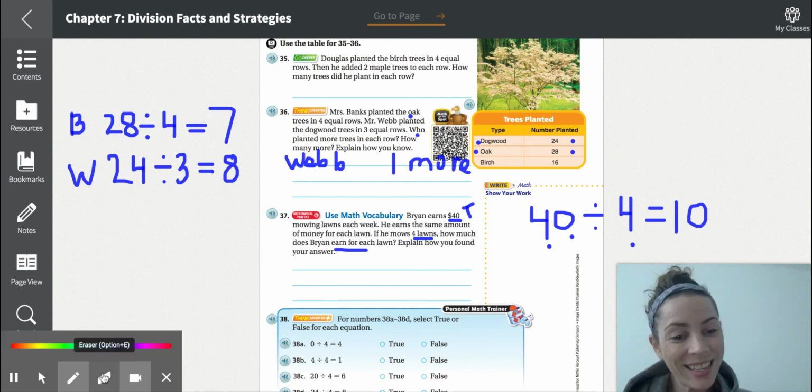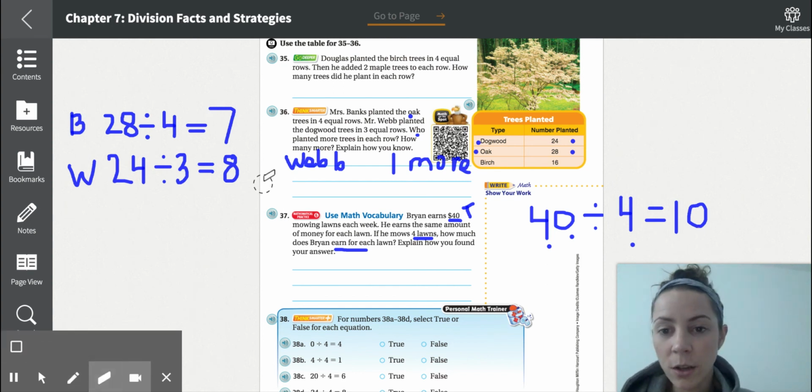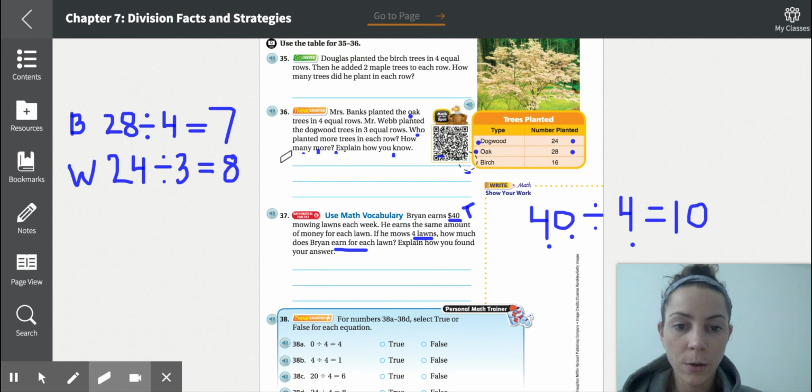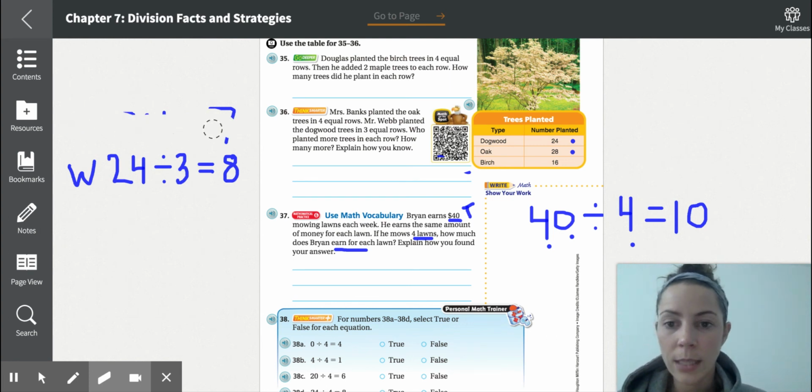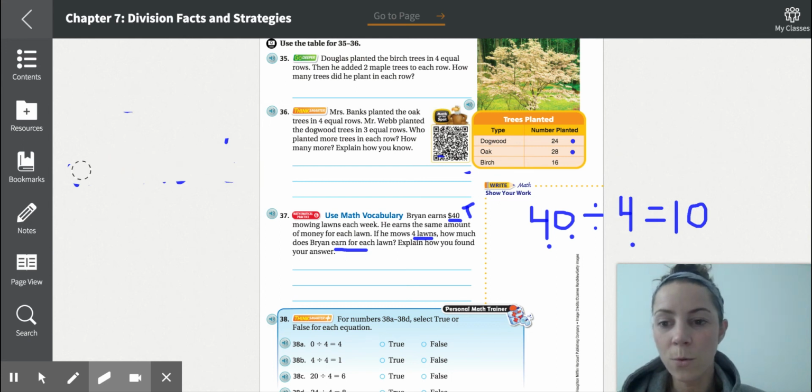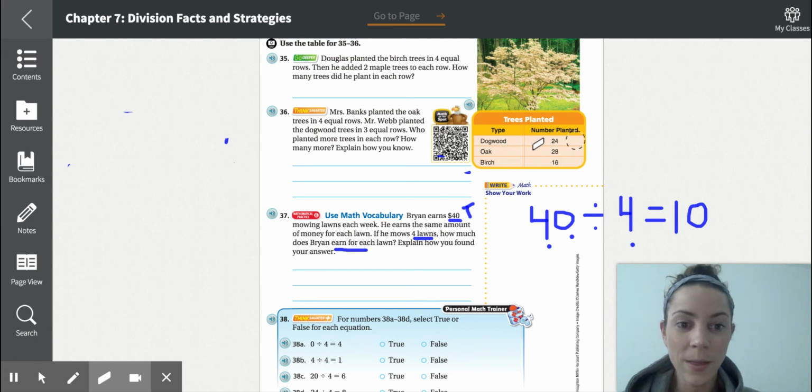Good job, Windy Cities. Okay, Second Cities, let's look at your 2 problems to do here. Number 35. Let me erase this first. It says Douglas planted the birch trees in 4 equal rows. Then he added 2 maple trees to each row. Ooh, I hear a multi-step problem here because they gave you one clue and then they said then.